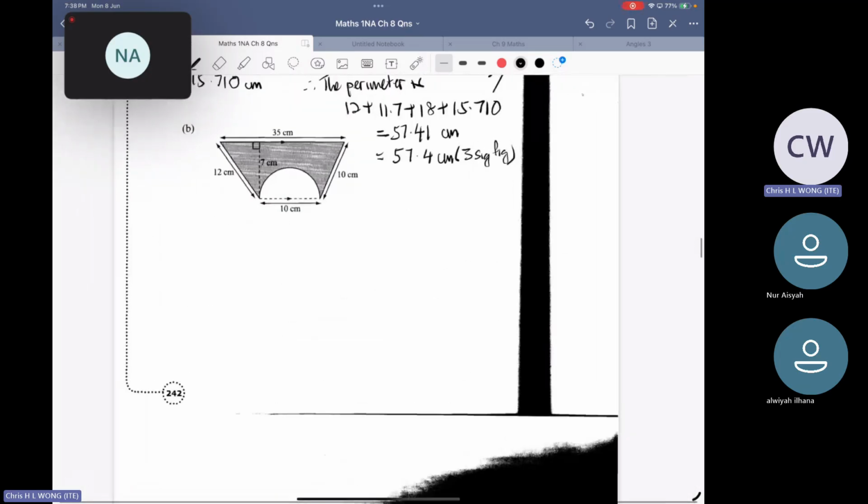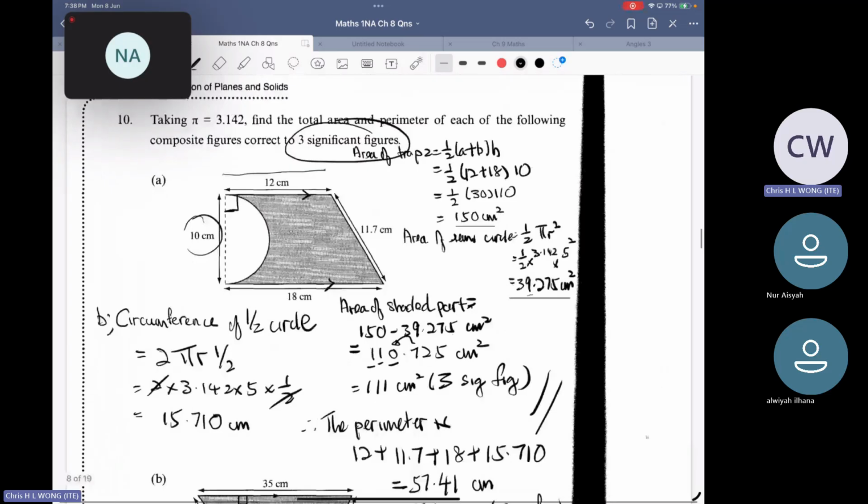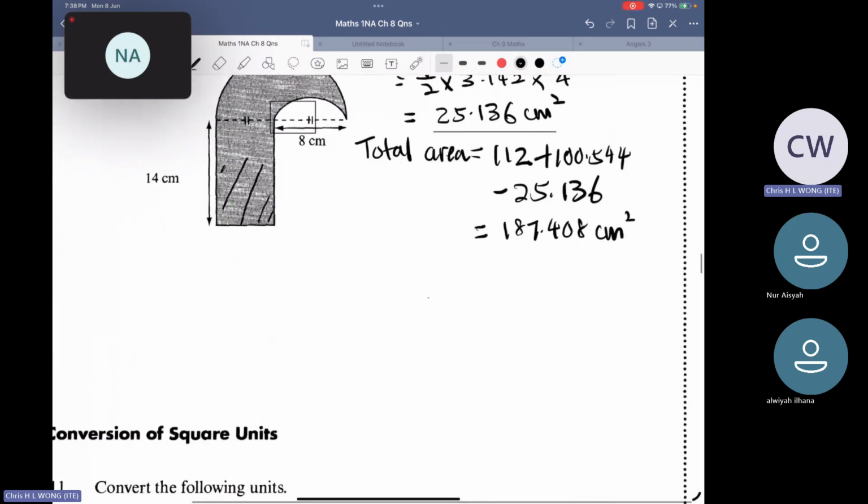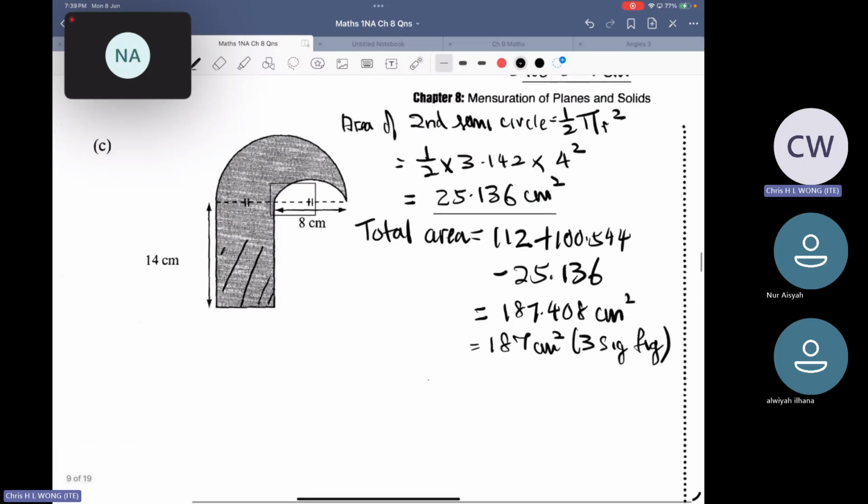Did they say three significant figure? Three significant figure equals to 187 cm square, bracket 3 significant figure. Okay, that's 187, final answer. Am I right? Okay.